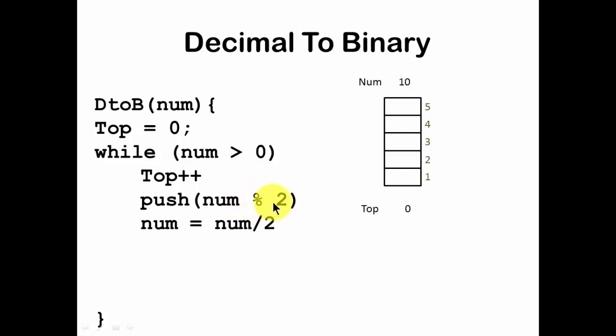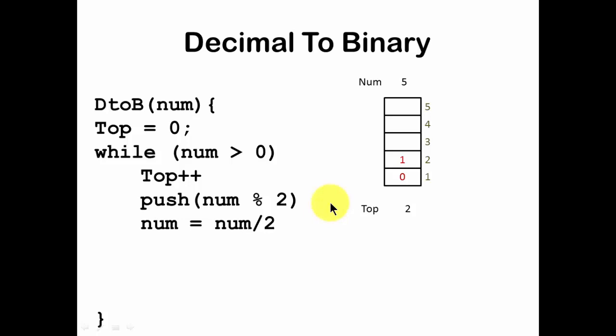So 10 divided by 2, the remainder is 0. So I'll push a 0 at the first location. Then I reduce the number by 2. So 10 upon 2 is 5. So the new number is 5. 5 is still greater than 0. Top plus plus, top moves to 2. Here it inserts the remainder of 5 divided by 2. The remainder is 1. That is, 1 is inserted or pushed.